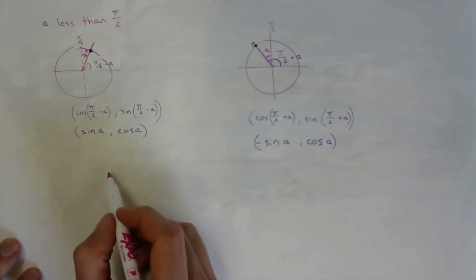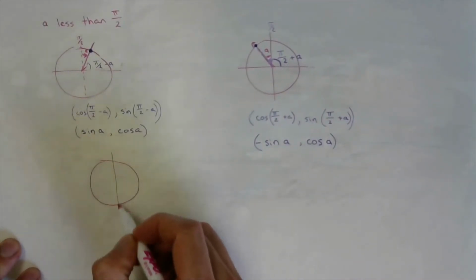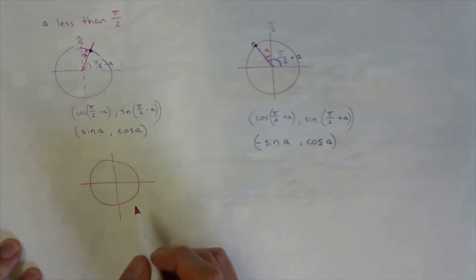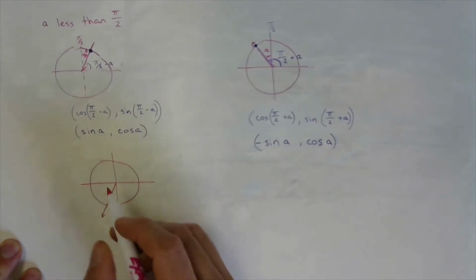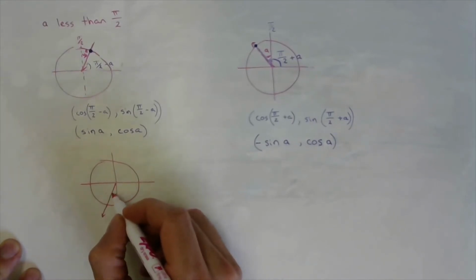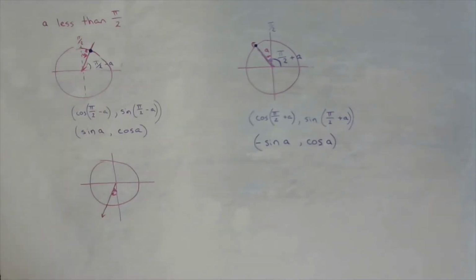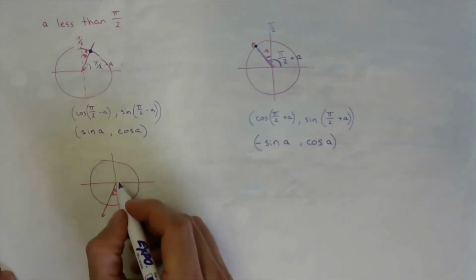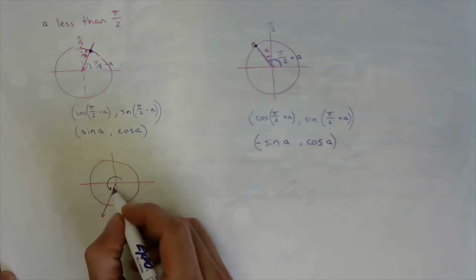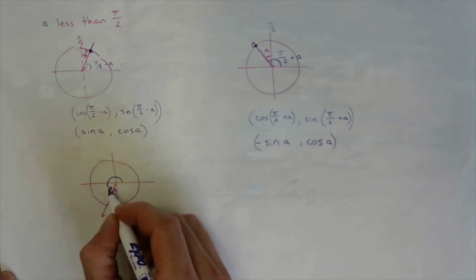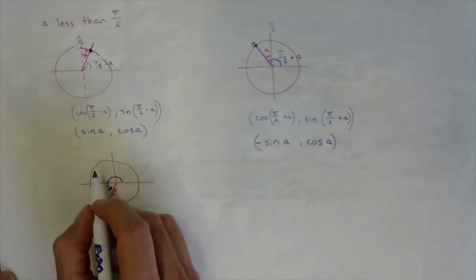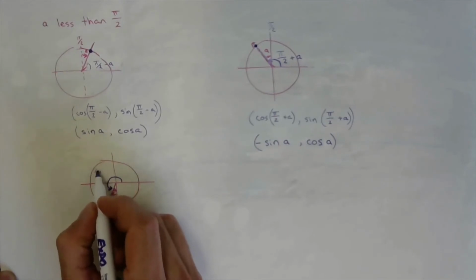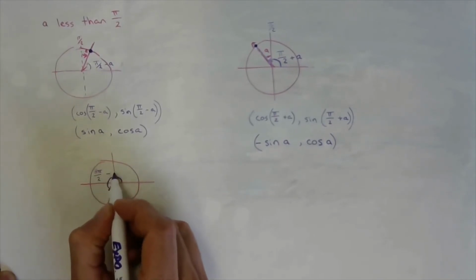In our third box, we have another circle. And there's the angle A. So the question is, what would we call this angle? We've gone to 3 pi over 2, and then we went back A. So we're just looking at 3 pi over 2 minus A.